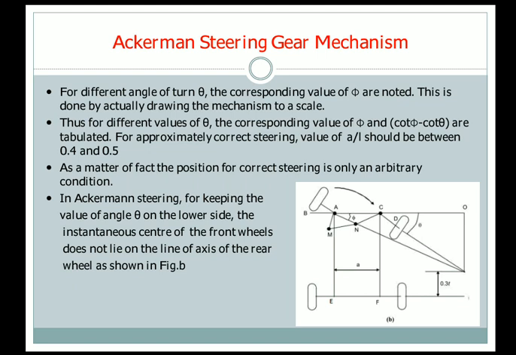So in Ackermann steering, for keeping the value of angle theta on the lower side, the instantaneous center of the front wheels does not lie on the line of axis of the rear wheels as shown in the figure. The instantaneous center, or the point which bisects both the points A and C, will not remain on the rear axle line. It will be away from the rear axle by a distance of 0.3 L. So in this Ackermann steering mechanism, it will not coincide with the rear axis. It will be at a distance of 0.3 L. In the figure we can clearly see this.